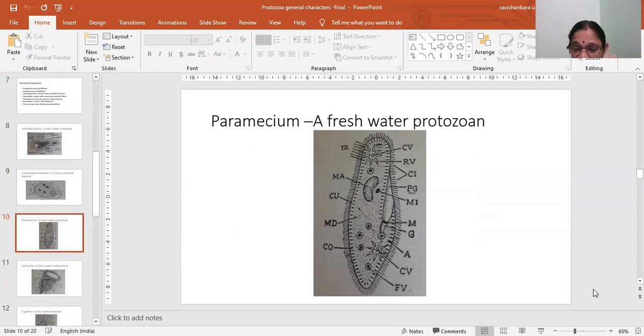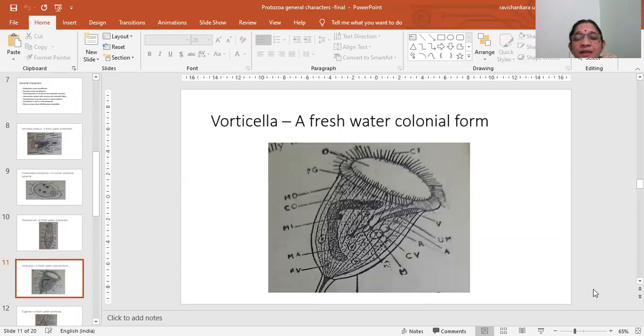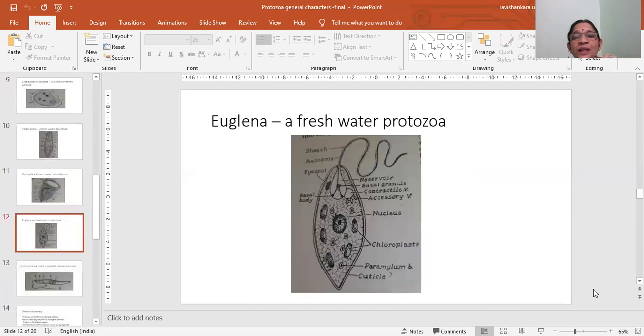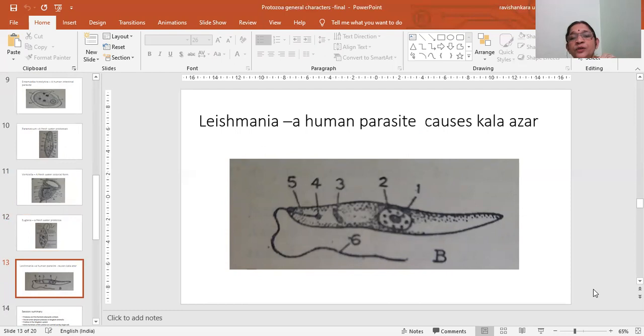Paramecium is a free-swimming ciliate which we find in our water bodies. Another ciliate is Vorticella, which is a stalked form found attached sometimes to twigs or leaves. Euglena is a freshwater flagellate. Leishmania is also a flagellate. It is a human parasite which causes leishmaniasis or Kala Azar, the black fever, which is now eradicated in India, but it was there in the early 1900s.